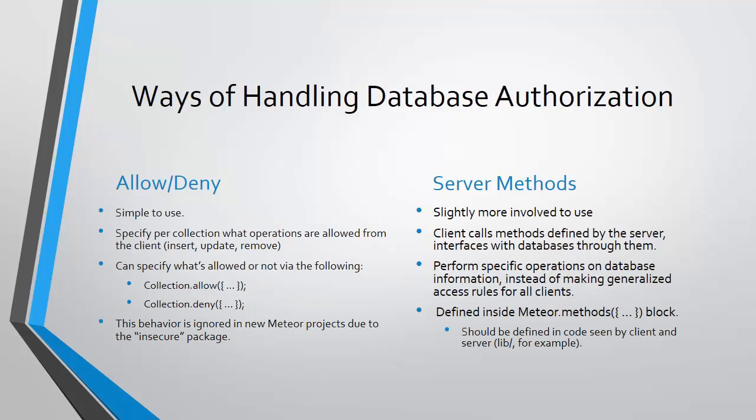Another thing that I had to learn that was really complicated at first, and now I'm quite comfortable with, is ways of handling authorization for dealing with database changes. The two main methods that they talk about in the documentation are the use of allow, deny, and the use of server methods. Allow, deny is a lot easier to use, and you just specify at an overall collection level what operations are going to be allowed from the client by taking certain things into account.